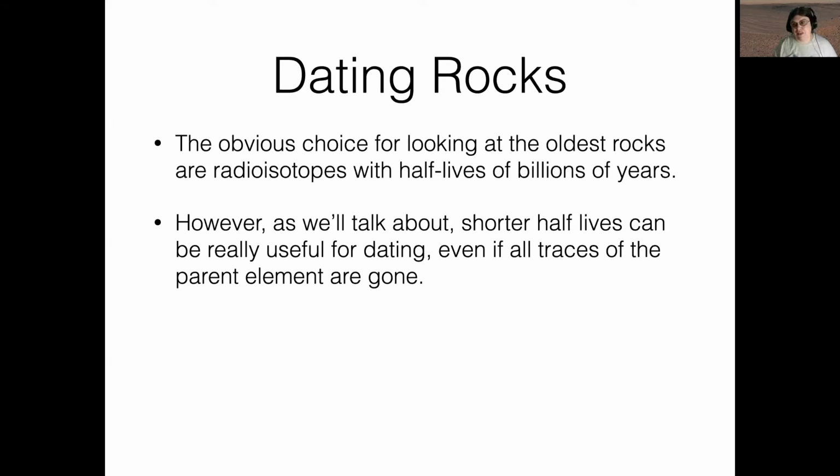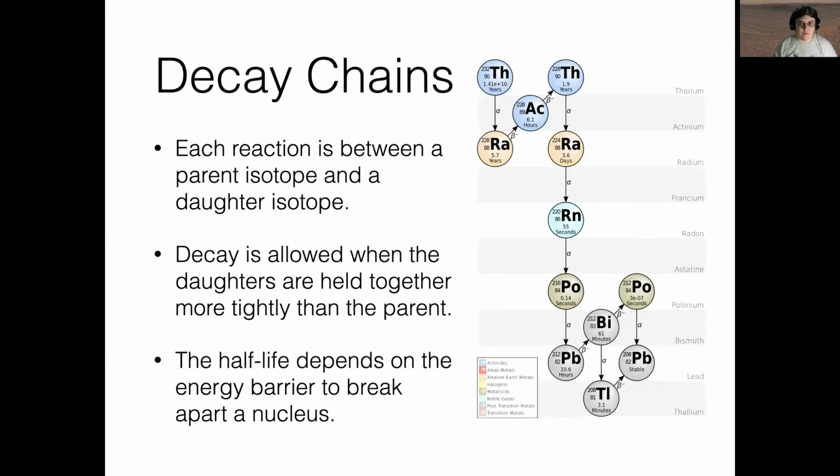So that means we want to pick things that have half-lives of hundreds of millions to billions of years, since we think the solar system's billions of years old. But there is a use for shorter half-lives, even if all the traces of the parent element are gone, because they can capture what was happening as the parent was decaying. All right, so let's look at these relationships a bit.